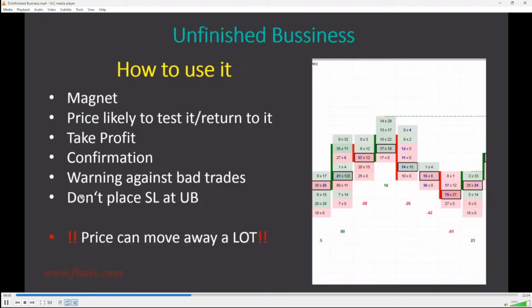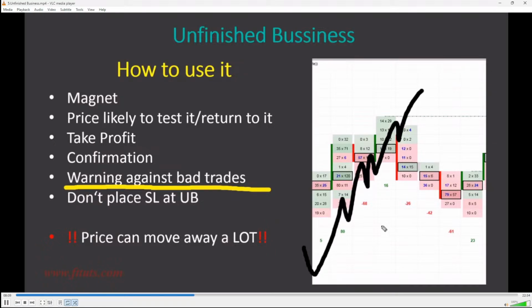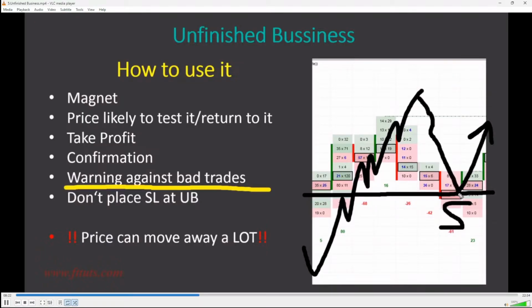Another way how you can use it is sort of a warning against bad trades. Imagine that there was, for example, some uptrend like this, and you are thinking about going long from a support in here. Let's say that there were, for example, heavy volumes in here, so it should work as a support. You would go long from it if there was a pullback. But if you saw that in here there was unfinished business below the support, then it is a warning that going long from the support would be risky, because the unfinished business or the failed auction would work as a magnet, which could result in the price shooting past the support towards the magnet, creating a successful auction. All right, so you can also use it like that.